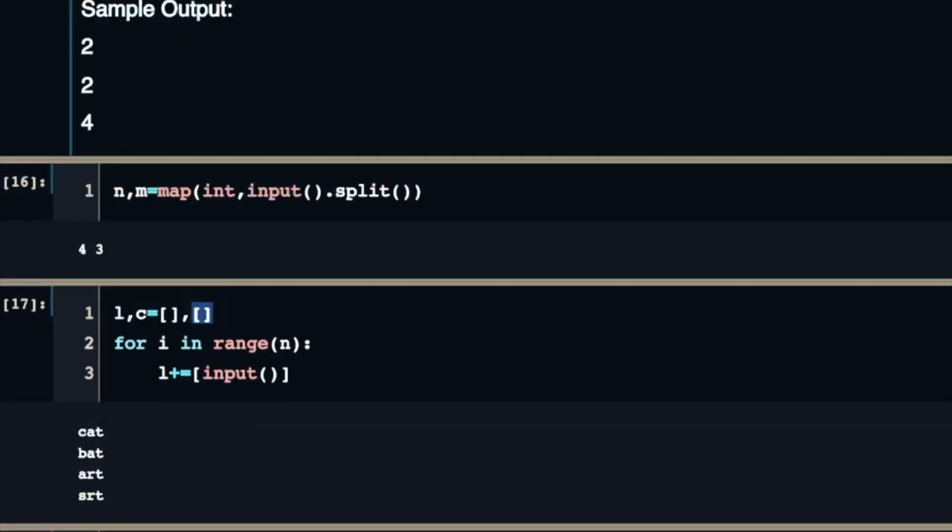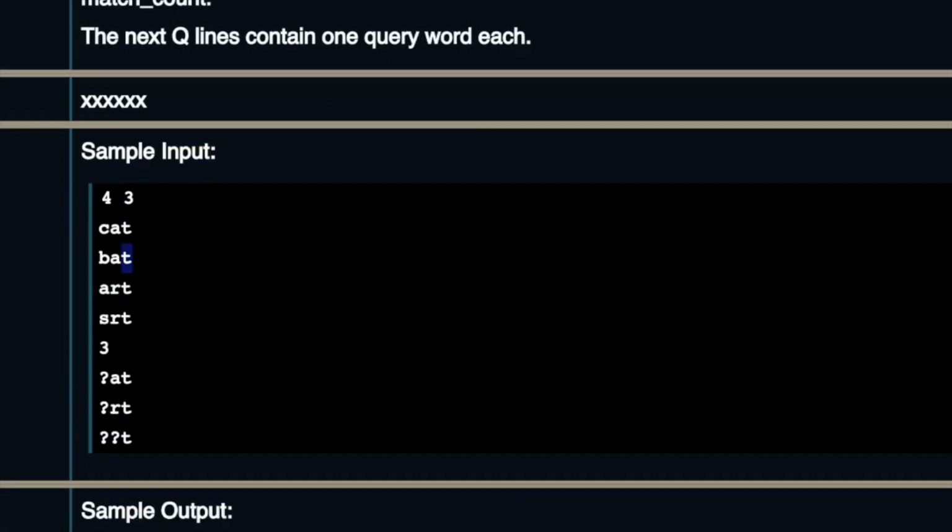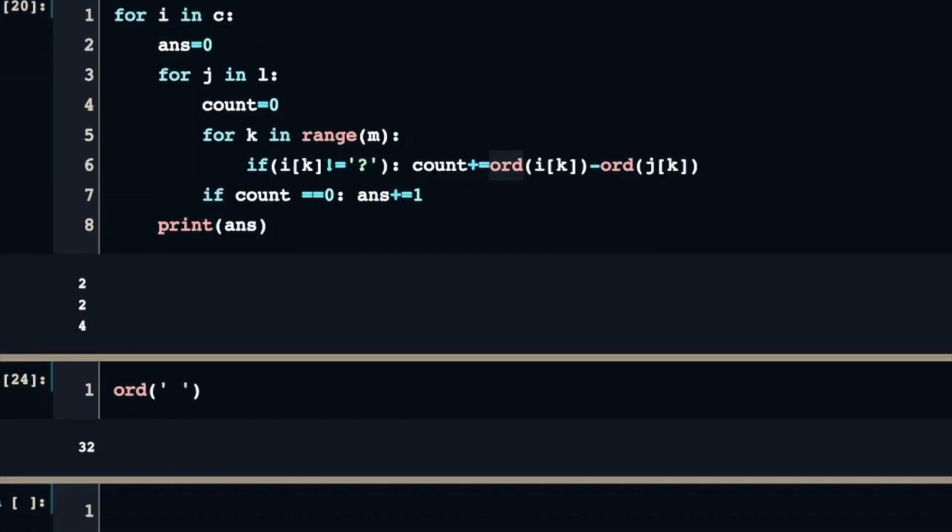So if it's not a question mark, it disregards this, comes to the second one, and checks the second letters of each word of the dictionary. So these are accepted. It goes to the next word and checks all the last letters of the dictionary. Only these two are accepted, and it returns 2. The answer gets incremented twice. Here, in line number 7, the answer gets incremented twice. If count is 0, count will be 0 twice, so it gets incremented twice for 2 words. The same happens for all the words.